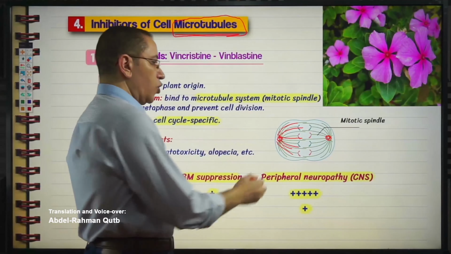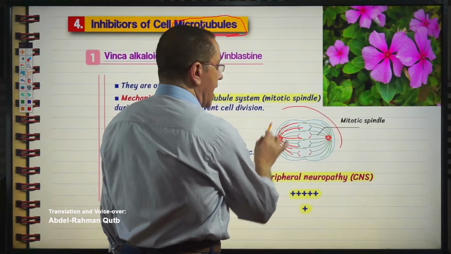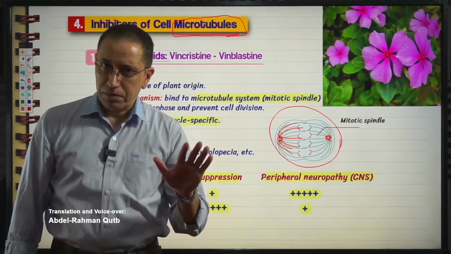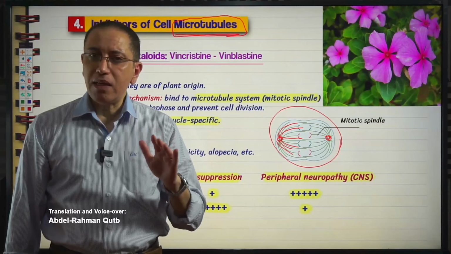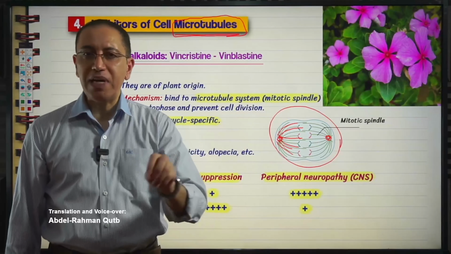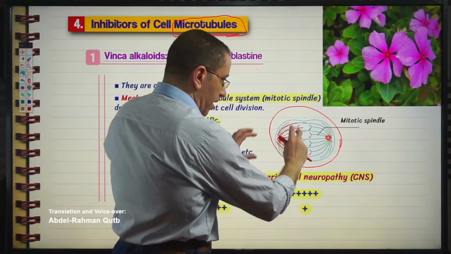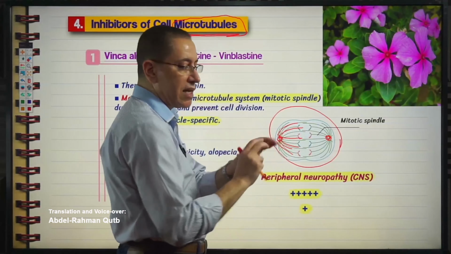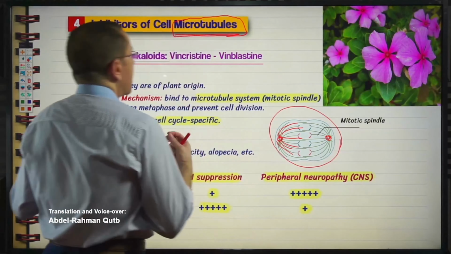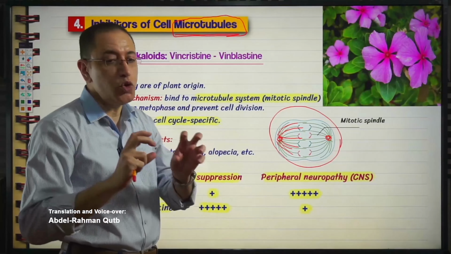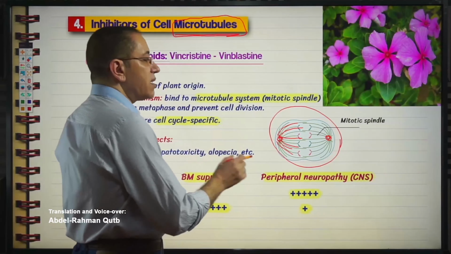These mitotic spindles form in all of the living cells. To the best of my knowledge, all the living cells, including plant cells, form these mitotic spindles at some point of cell division. Now we have a family of drugs called microtubules inhibitors. All that they can do is to inhibit these microtubules or mitotic spindles.